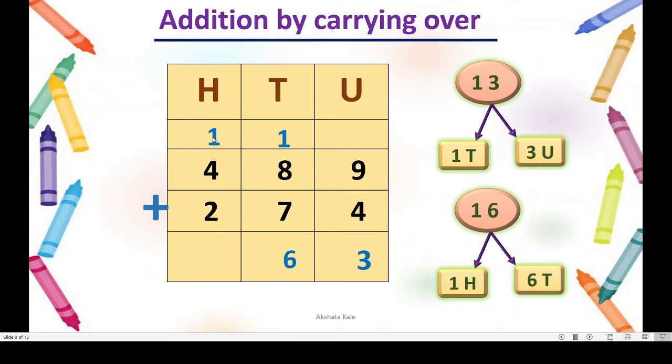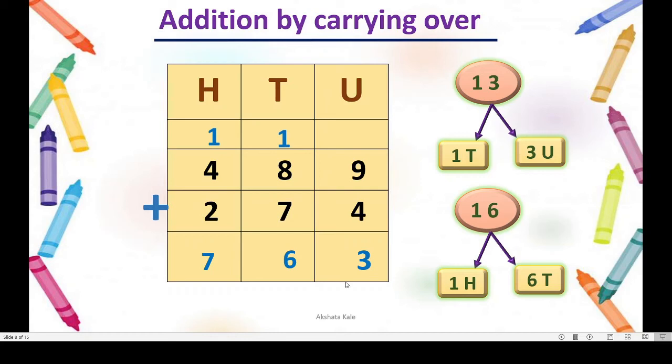Isn't it? Here what we will do? We will add these 3 numbers. 1 plus 4 plus 2. That is how much? 7. Isn't it? This is our answer. Got this students? How to do this? I think you understood. Okay?